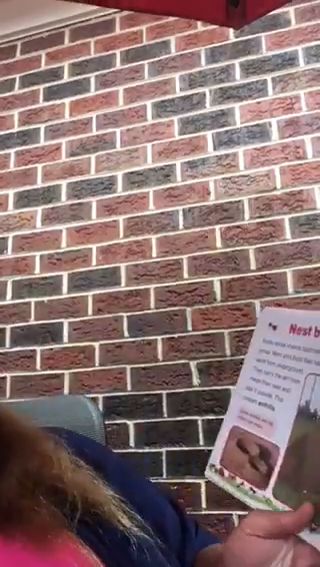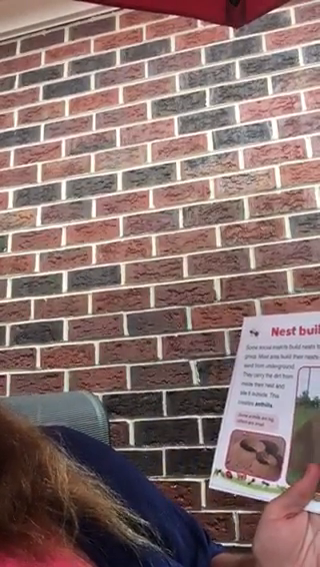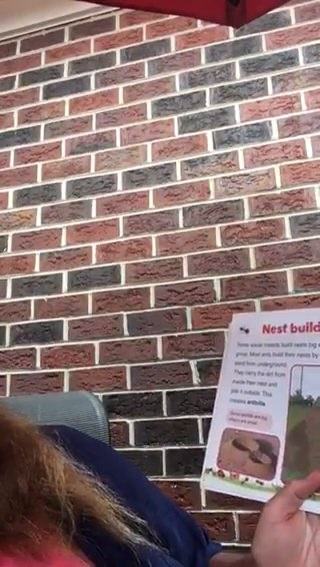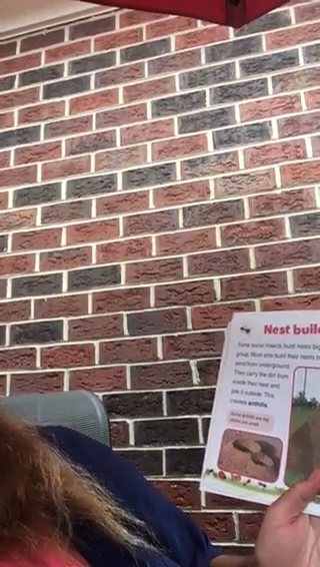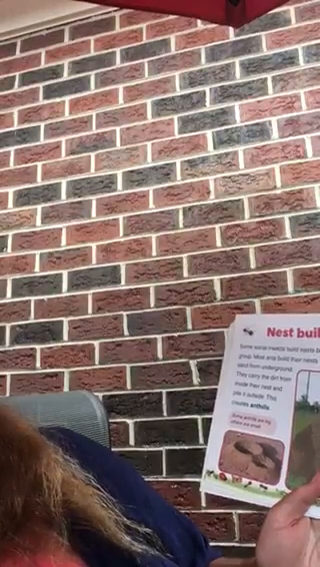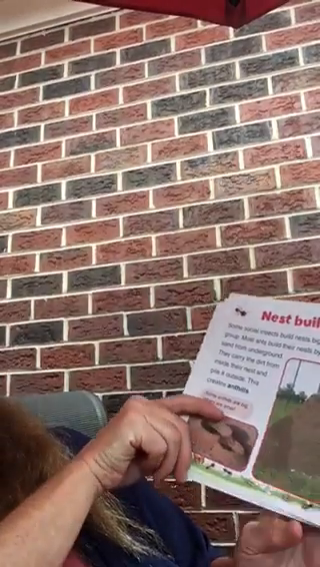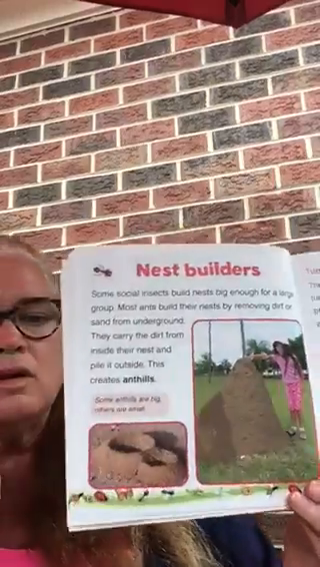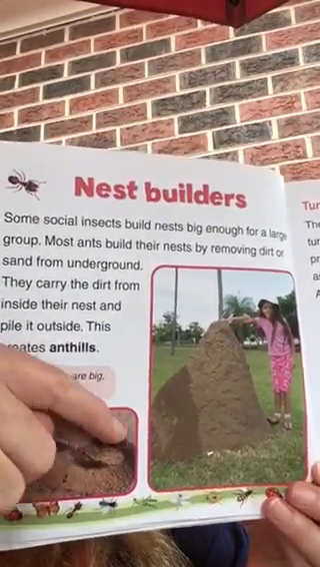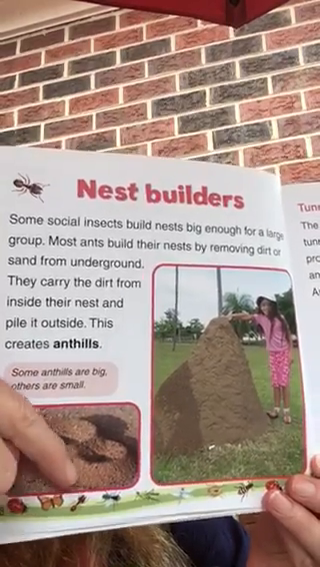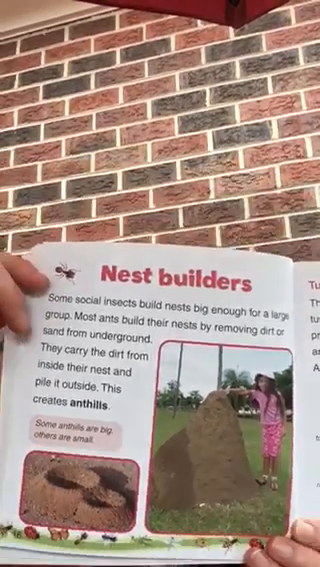Nest builders. Some social insects build nests big enough for a large group. Most ants build their nests by removing dirt or sand from underground. They carry the dirt from inside their nests and pile it outside. This creates an anthill. And we looked at an anthill this spring when we were still in school. Remember, we went for our walk, but our anthill was closed up and we had to take the top off. But all of that dirt comes from the inside and is carried out as they make their tunnels.